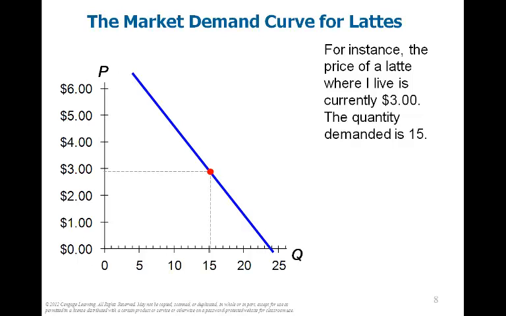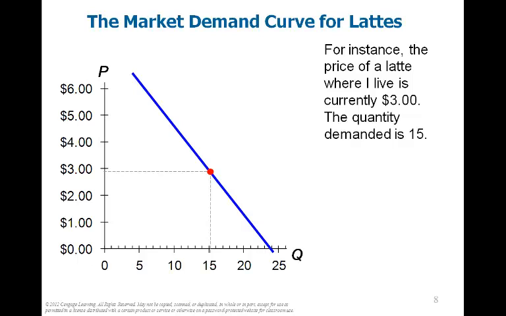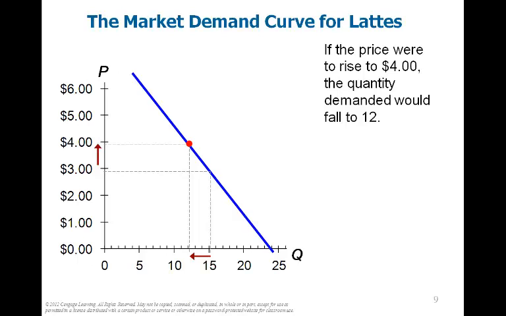So for instance, the price of a latte where I live is currently $3, and the quantity demanded by Nick and Michelle is 15. If the price were to rise, that would cause a movement along the curve. Right? So if the price increased to $4, the quantity demanded would fall to 12. So the way that we show that change in price is, where currently the price is $3 and the quantity demanded is 15, and we move along the same demand curve if there's a change in the price.